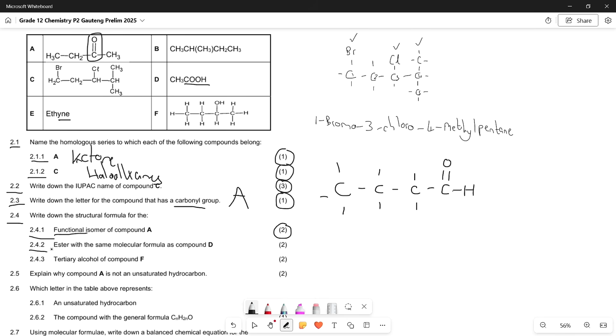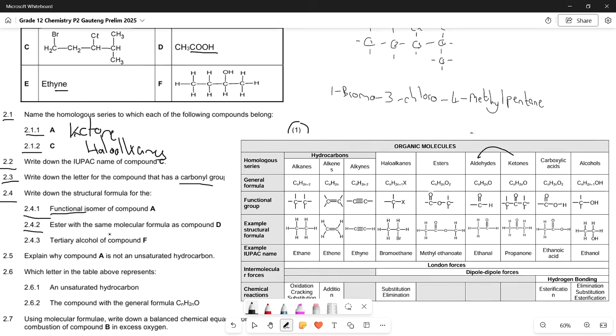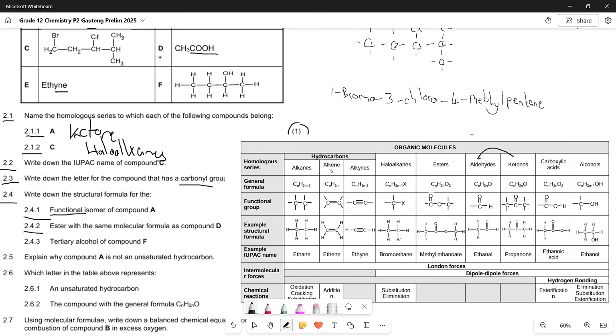And then 2.4.2 says write down the structural formula for the ester with the same molecular formula as compound D. And just like we've done previously, aldehydes and ketones are 1 pair of functional isomers. And here we're talking about an ester with the same molecular formula as compound D. Compound D is a carboxylic acid, and we have to turn it into an ester. So this is just another way of saying draw the functional isomer for D, therefore making this carboxylic acid an ester.